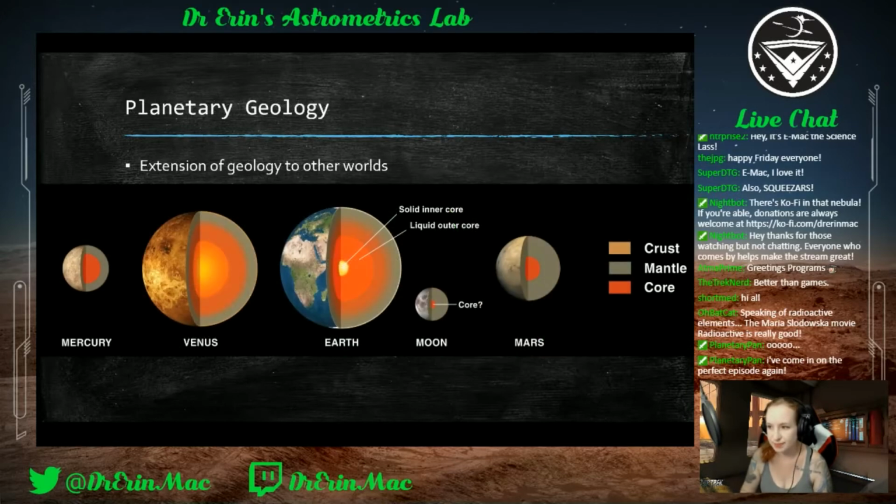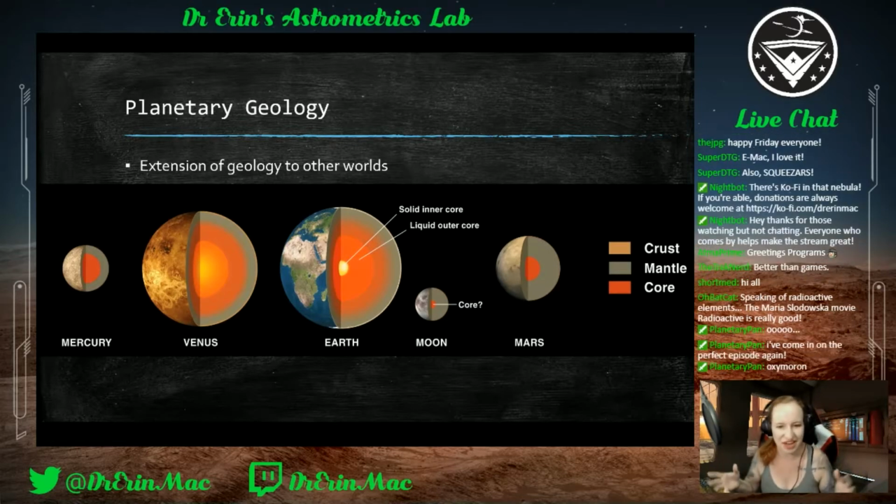Now, when we talk about planetary geology, the term geology officially, geo, means Earth, the study of Earth. So when we say planetary geology, it's kind of like an oxymoron. It's just the extension of geology to other worlds.